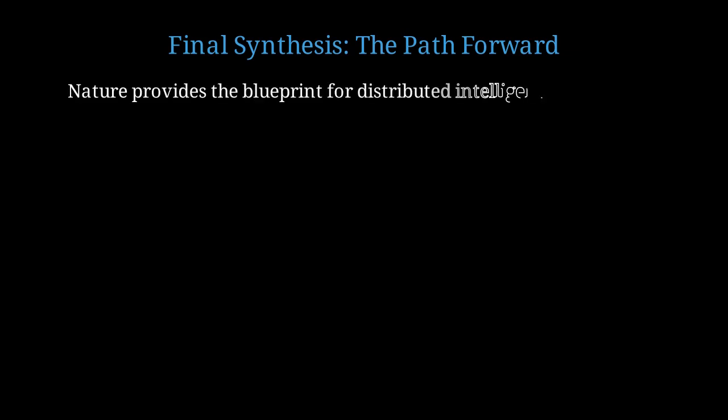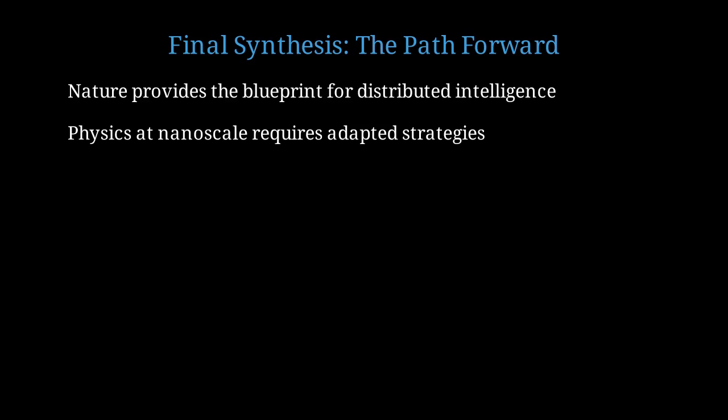Billions of years of evolution have optimized swarm behaviors in ants, bees, fish, and birds. These biological systems provide validated blueprints for engineering synthetic swarms. The unique physics of the nanoscale, dominated by viscosity, thermal fluctuations, and surface forces, demands propulsion mechanisms and control strategies specifically adapted to this regime.